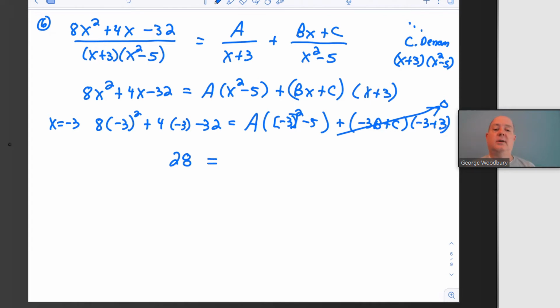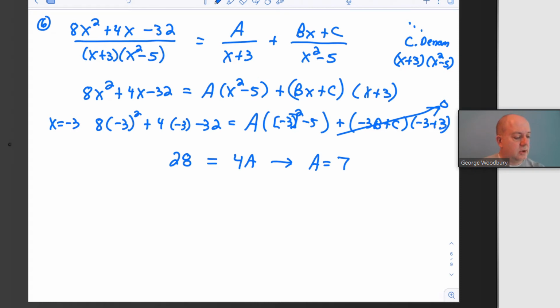On the right-hand side, we've got A times 9 minus 5, or 4. That gives us A equals 7. Just divide both sides by 4. So we've got the first fraction taken care of. Now we've got to come up with values for B and C. So we're going to get a system of 2 equations and 2 unknowns by substituting in convenient values for x. Well, actually, that's not really true. We can do this a little more efficiently if we use x equals 0.